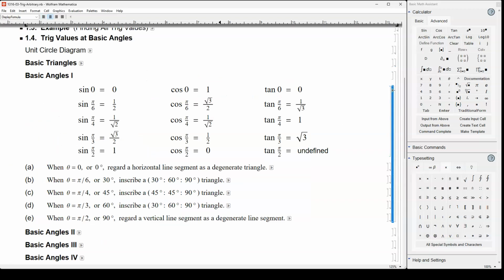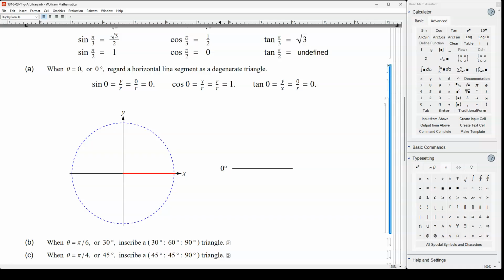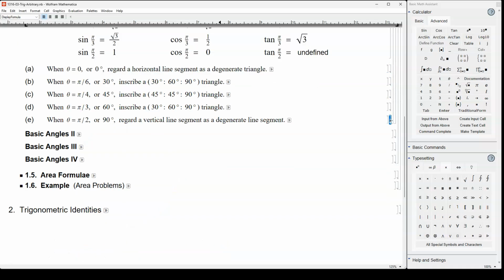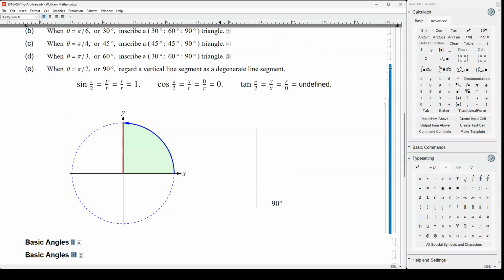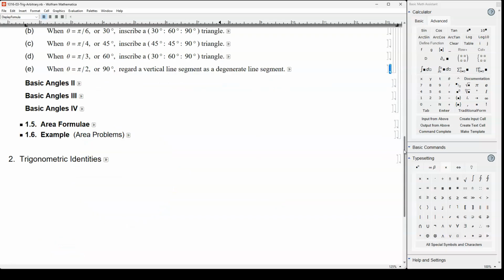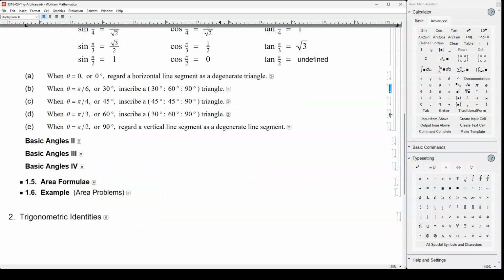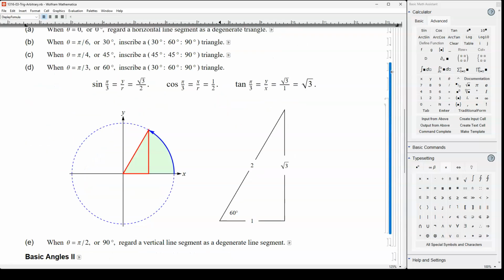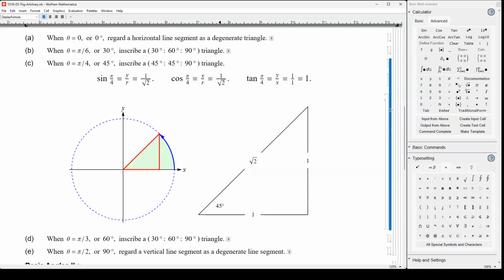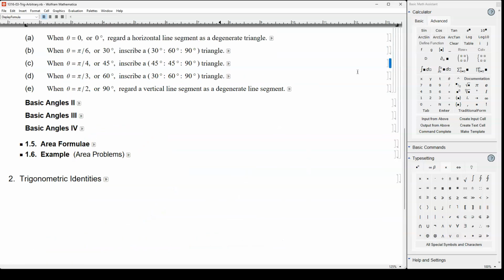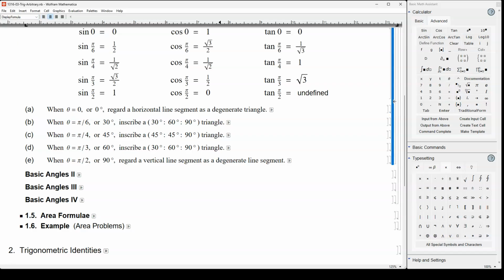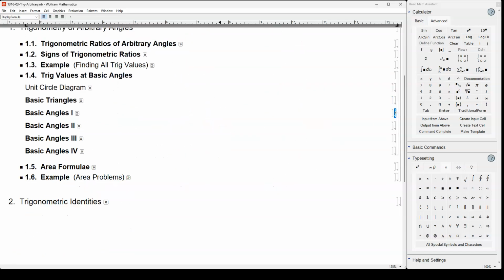And then in the first quadrant, that's a summary. In 0 and pi over 2, we have degenerate triangles, so line segments horizontally and vertically. And the others are basic triangles. Triangle number 1 for pi over 6 and pi over 3, and for pi over 4, triangle number 2. That's why number 1 is a little bit more important than number 2.